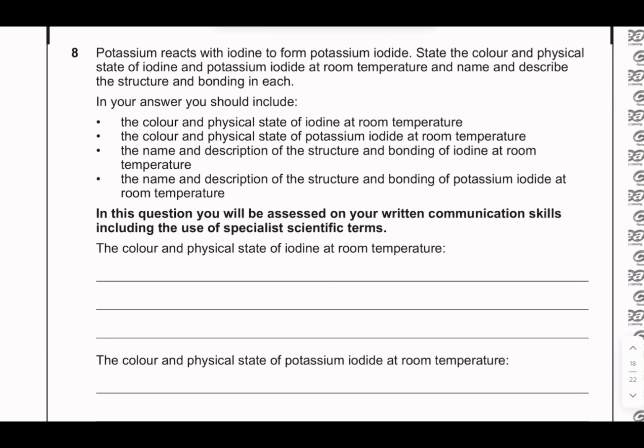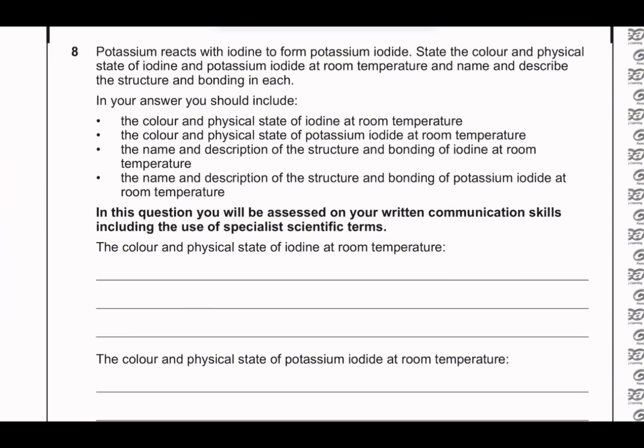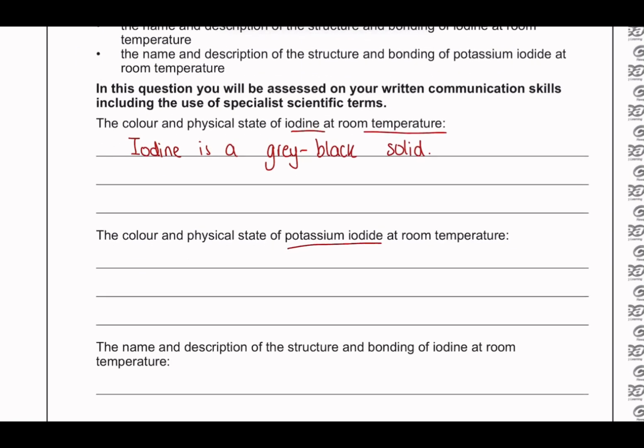Then we go on to potassium reacts with iodine to form potassium iodide. See the colour and physical state of iodine and potassium iodide at room temperature. So iodine at room temperature is a grey-black solid. Make sure you use sentences with capital letters and full stops. Don't just say grey-black solid, use a sentence. Next one, the colour and physical state of potassium iodide. Potassium iodide is a white solid at room temperature.